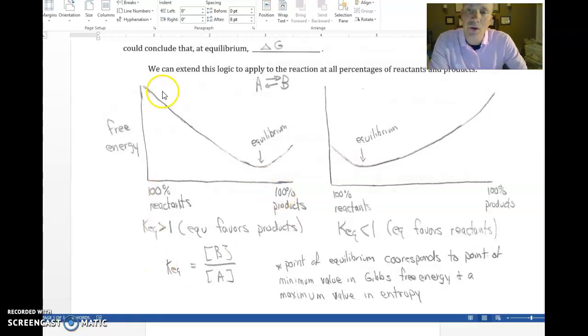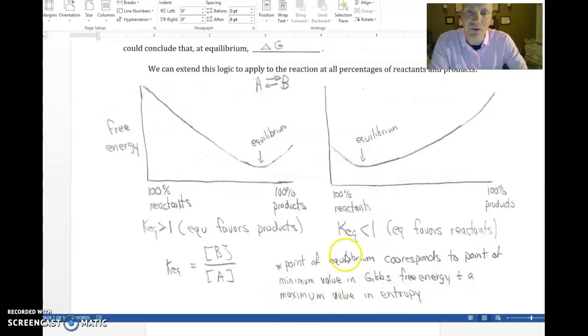Note that in either of these positions, if you started off with 100% reactants, the reaction would start off with a tendency towards going to the right until it reaches that equilibrium position. The point of equilibrium, and this is pretty important, corresponds to a minimum value of Gibbs free energy and also a maximum value in entropy.